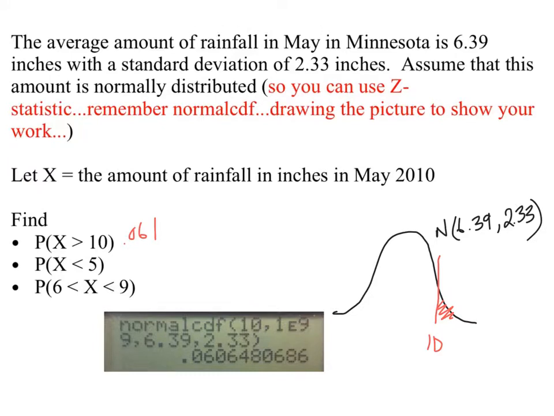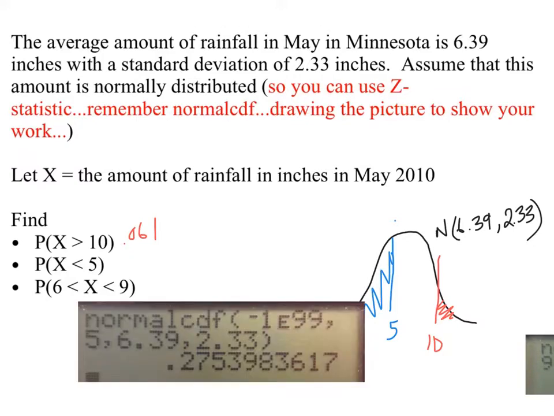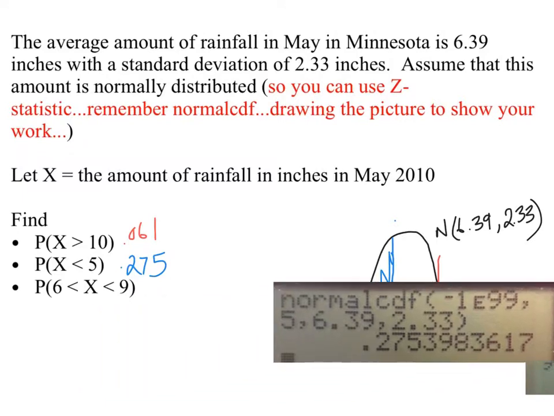Okay, so let me move this out of the way. Less than 5. Okay, so I'm going to change colors here. Less than 5 would be right about in here. Okay, so we shade less than 5. So now let me show the calculation for this. So here you can see again a lower bound. I did a large negative this time, so it's -1 with 99 zeros after. And then the upper bound was 5 and mean and standard deviation. So 0.275 is my answer.